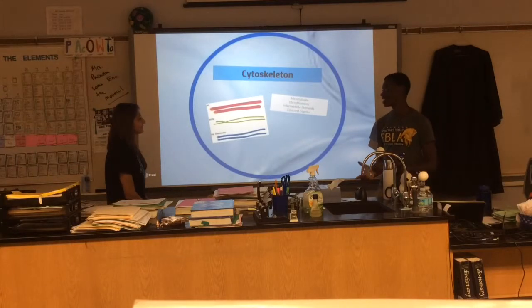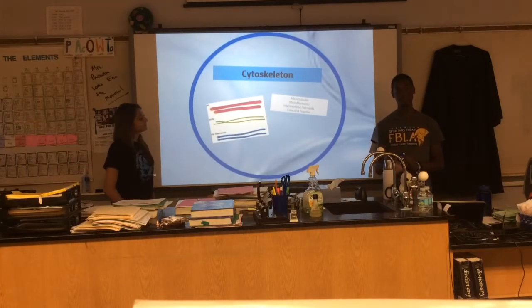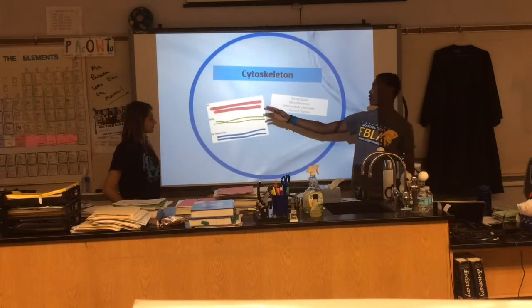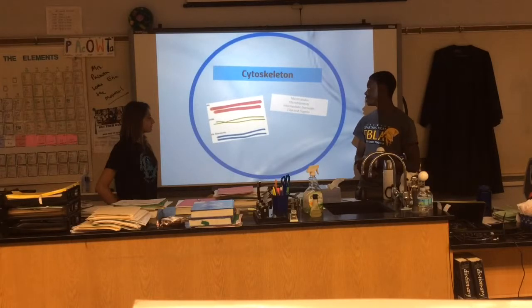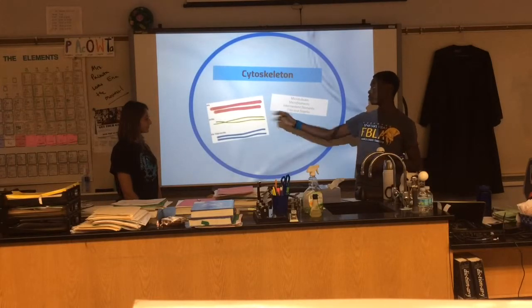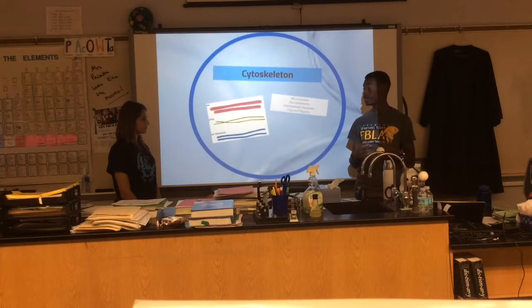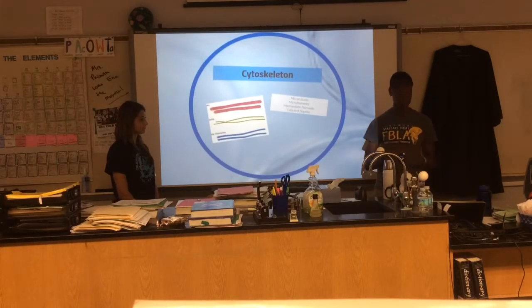Next, we have the cytoskeleton. There are three different types of filaments and structures that make up the cytoskeleton. First, we have the microtubules. These help the cell structure, along with the microfilaments and the intermediate filaments. Now, these working together keep the cell structured, and they also help the cilia and flagella.